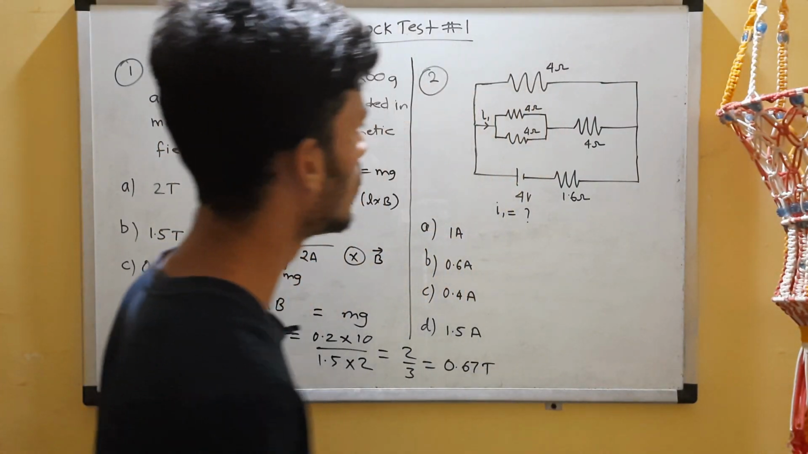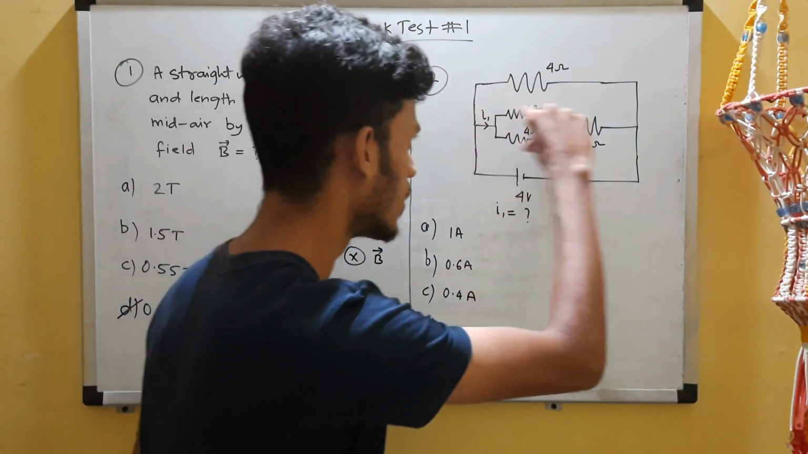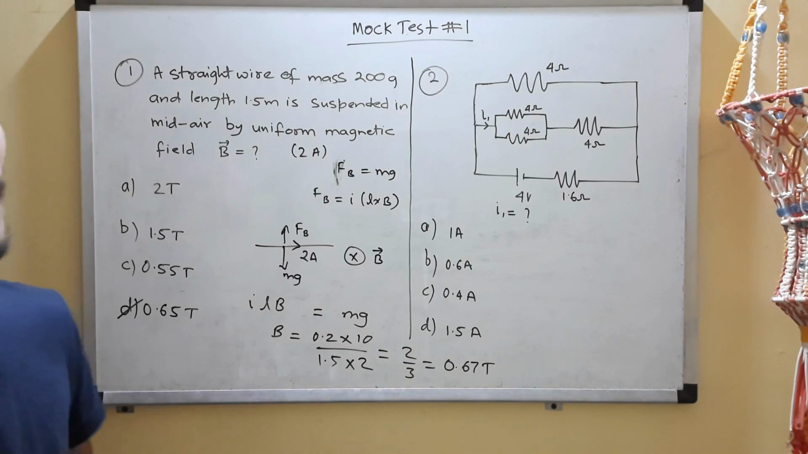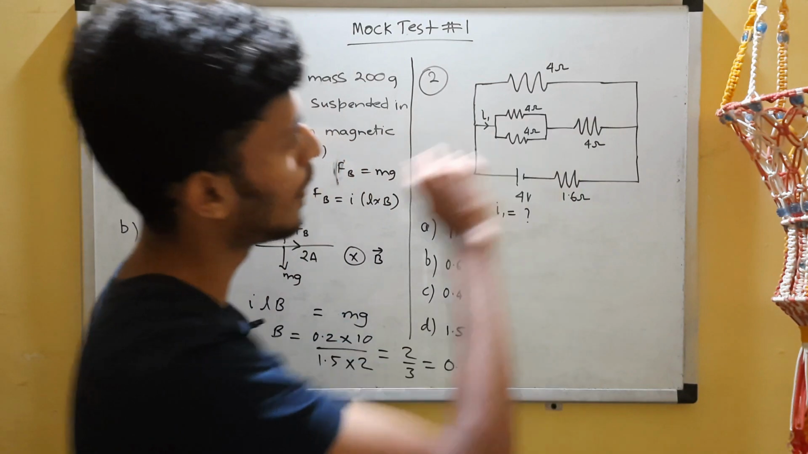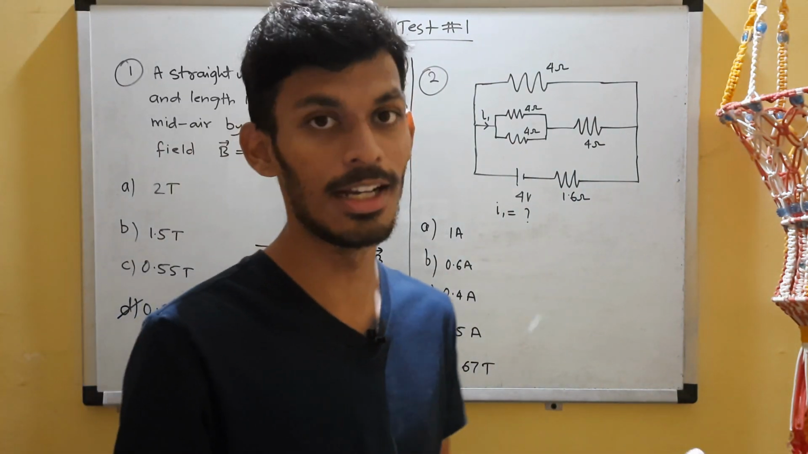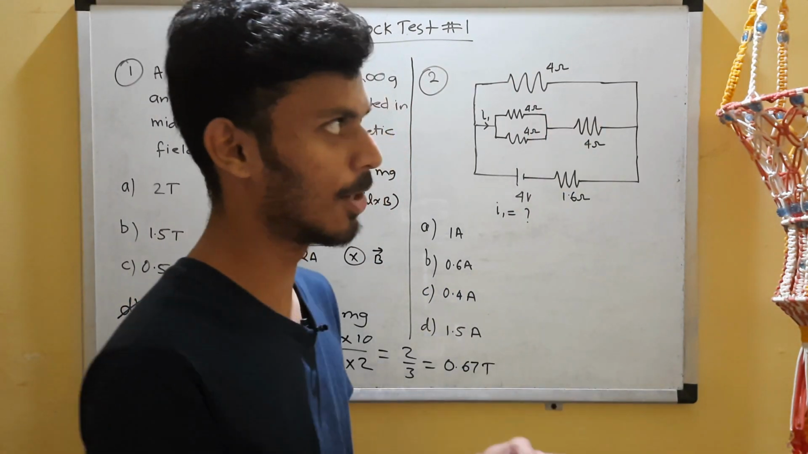Let's come to question number 2 over here. We are supposed to find current I1 in this branch, the current I1 which is flowing in this branch over here. So first of all, let us try simplifying the circuit. Here we have 4 and 4 in parallel. That will make it 2, right? R and R in parallel makes it R by 2. Remember that. So 4 and 4 in parallel, 4 by 2, 2 ohms.